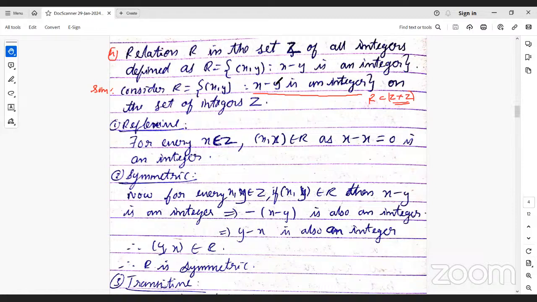Now for reflexivity, both the elements of the ordered pair will be the same, (x, x). So we substitute (x, x) in this condition and get x minus x, which is equal to 0, and 0 is an integer. Whenever you subtract an integer from itself, the answer is 0, and we know 0 is an integer. So the answer is again an integer.